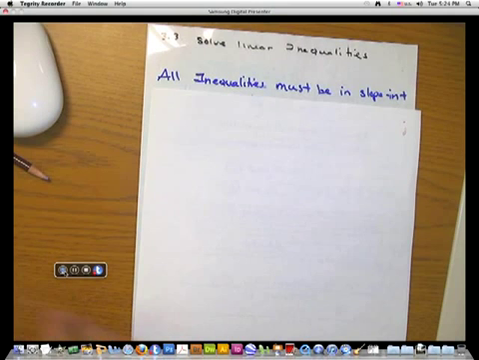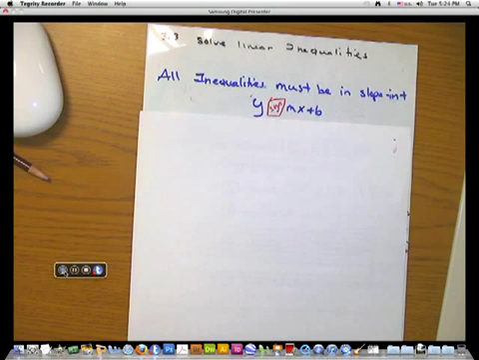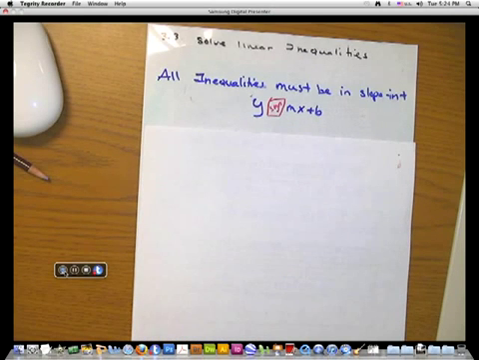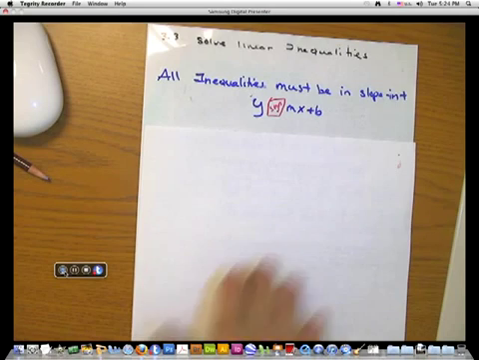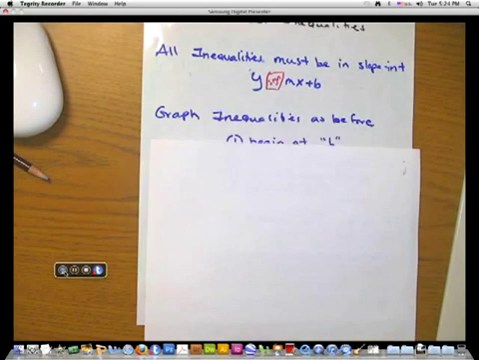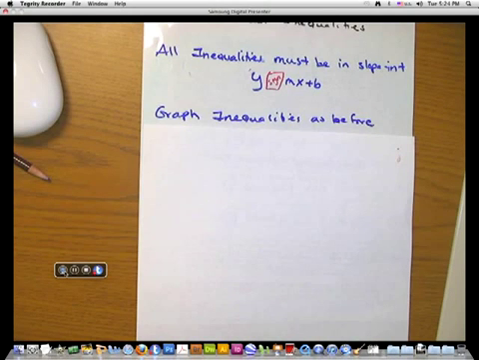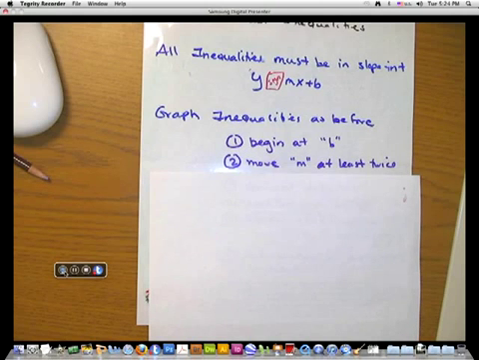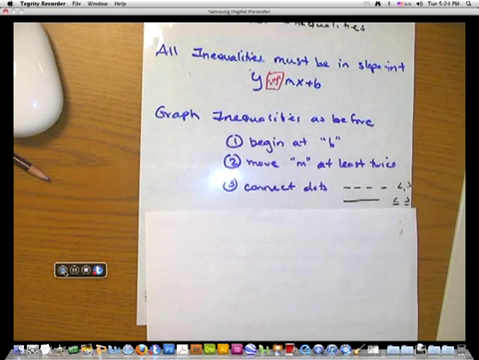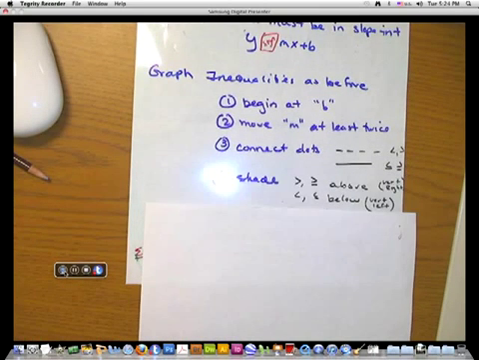So first of all, inequalities must be in slope-intercept form, y equals mx plus b, whether it's less, greater, less equal, greater equal. Makes no difference as long as it is slope-intercept form. Then we're going to graph the inequalities the exact same way we did when there was just one line, which means we're going to begin at our b. We're going to move our slope at least twice, because you need to make sure you have a really long line. You're going to connect your dots either open or closed based on less, greater, or less equal, greater equal. And then you're going to shade.